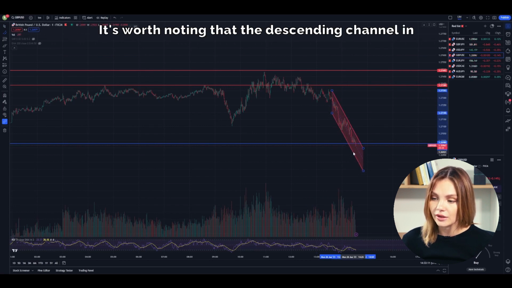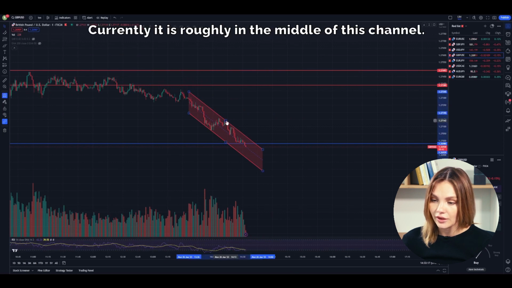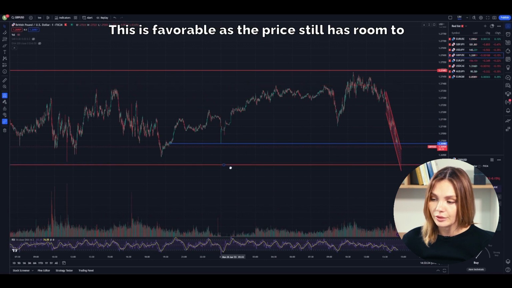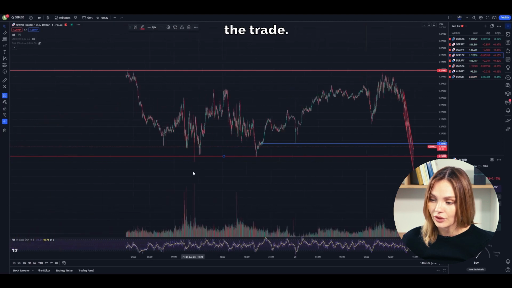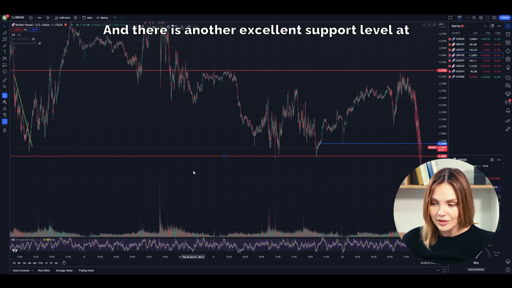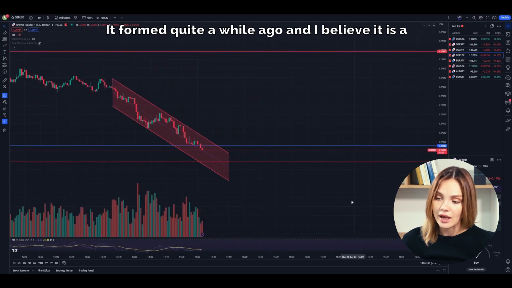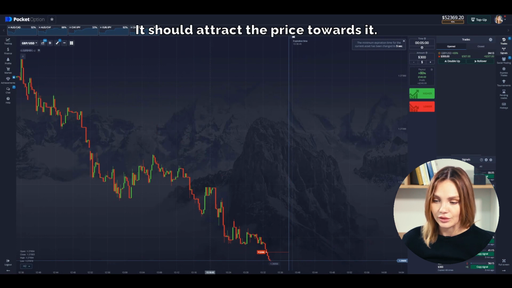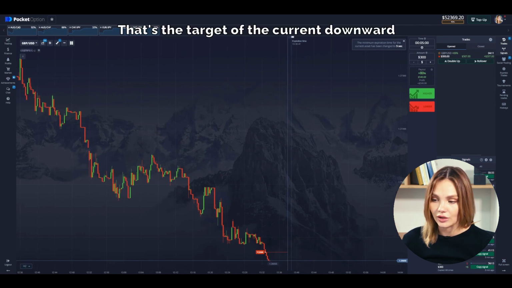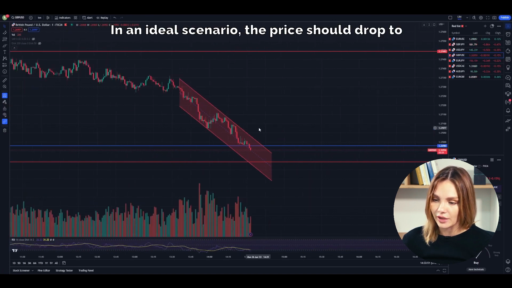It's worth noting the descending channel in which the price is trading. Currently, it is roughly in the middle of this channel. This is favorable as the price still has room to fall, allowing me to feel confident about the trade. And there is another excellent support level at the bottom. It formed quite a while ago, and I believe it is a very strong and magnetic level. It should attract the price towards it. That's the target of the current downward movement. In an ideal scenario, the price should drop to this red line.